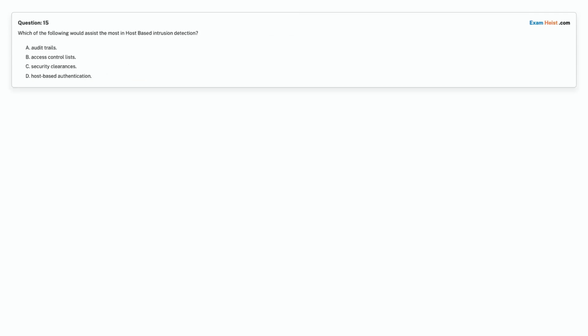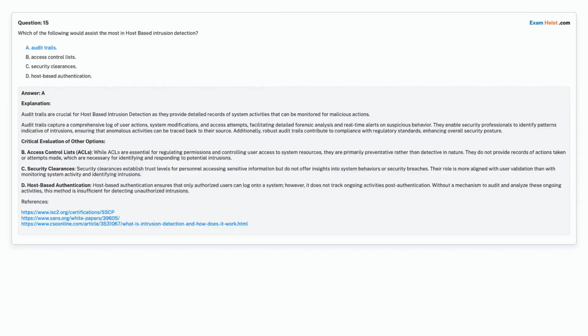Question 15. Which of the following would assist the most in host-based intrusion detection? Option A. Audit trails. Option B. Access control lists. Option C. Security clearances. Option D. Host-based authentication. Choose the correct answer. Correct answer is option A, audit trails.